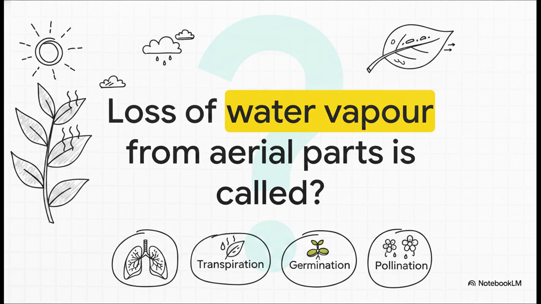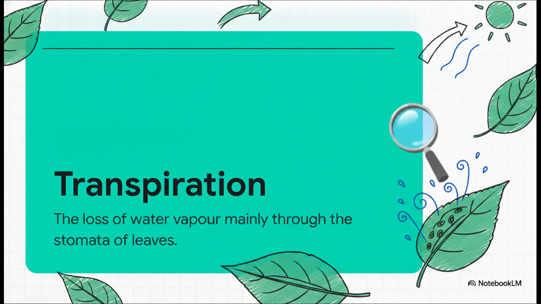All right, let's test this concept in a slightly different context. Here's a quick quiz for you. The loss of water vapor from the aerial parts of a plant is called A. Respiration, B. Transpiration, C. Germination, or D. Pollination. Take just a second to lock in your answer, keeping in mind the process we literally just spent the last few minutes discussing. Okay, if you guessed option B, transpiration, you are absolutely correct.